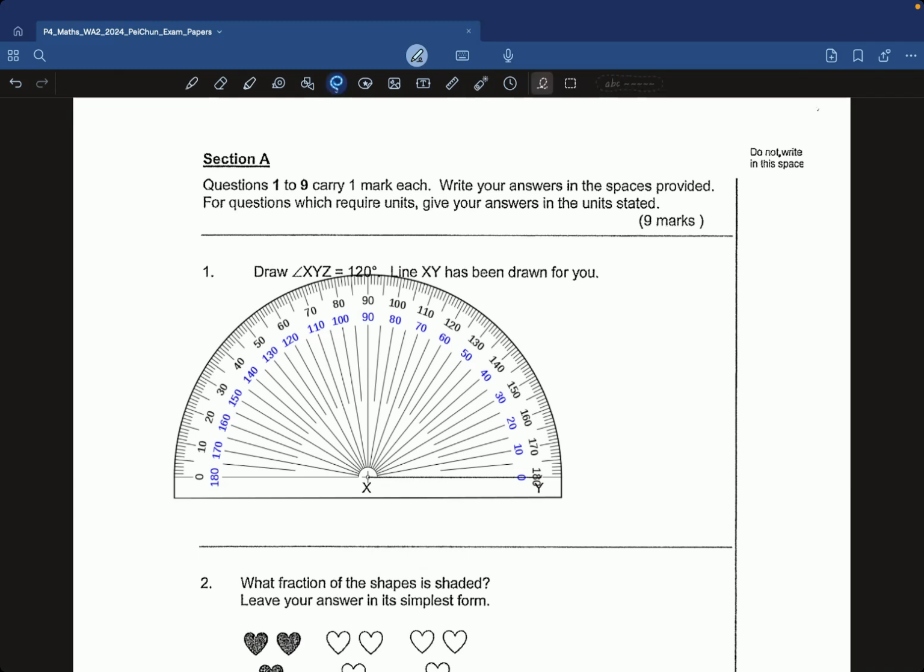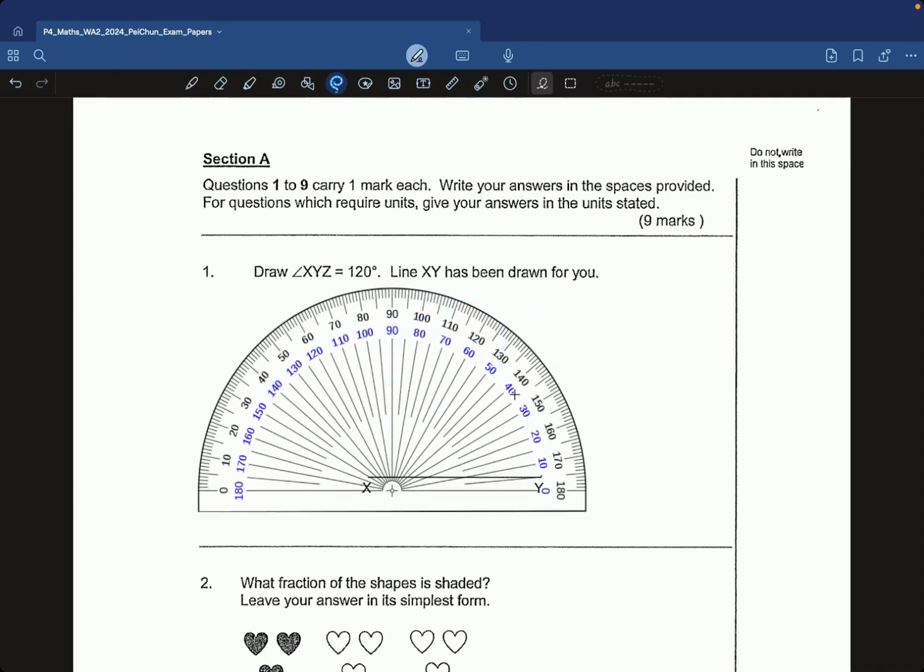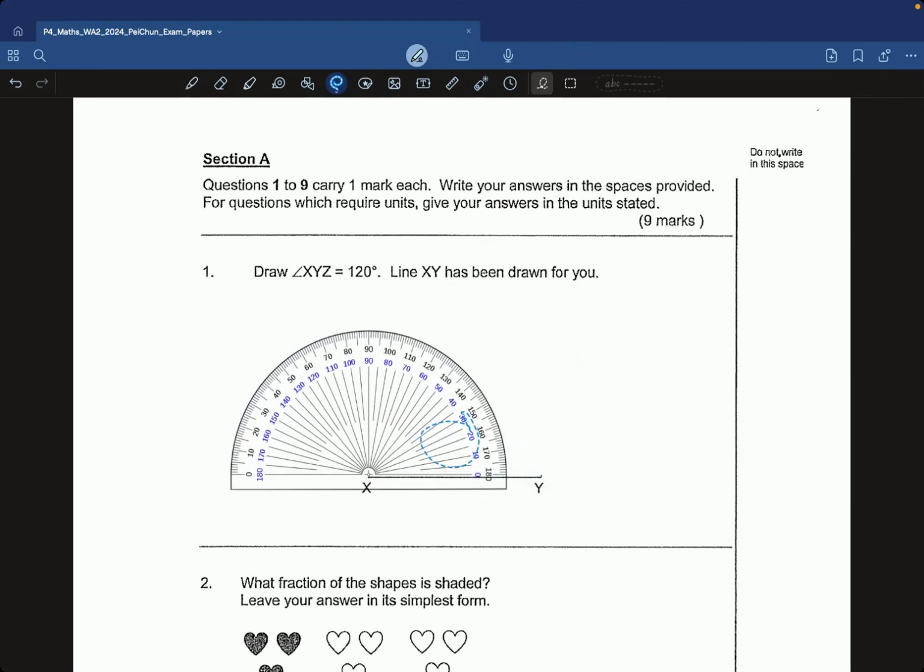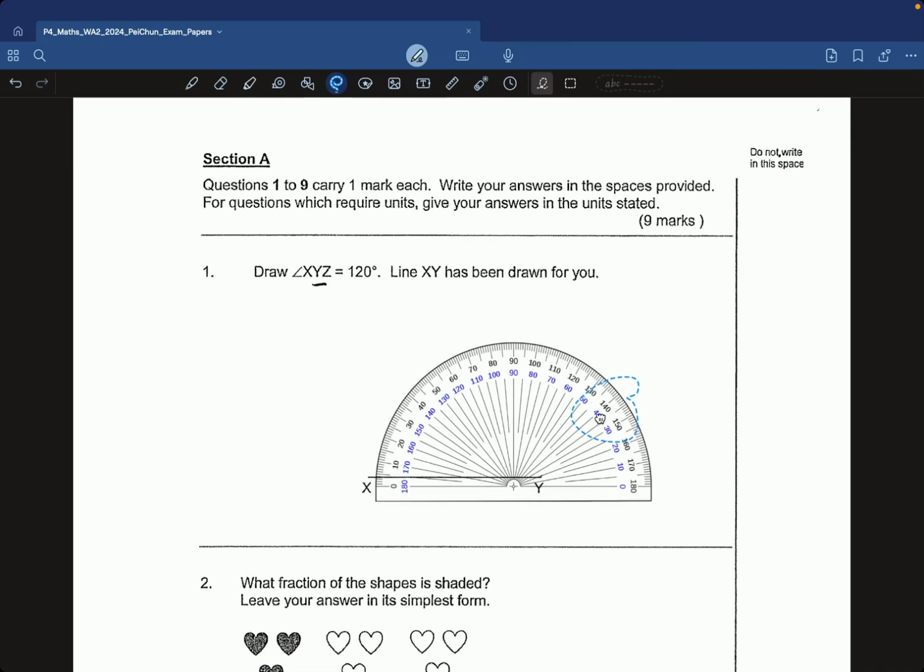So I have with me here a protractor, as you can see. Let me make this a little bit smaller. So basically, you need X, Y, Z. The middle point for this angle is Y. So that means you need to draw this angle over here. I'm going to move the protractor over here.